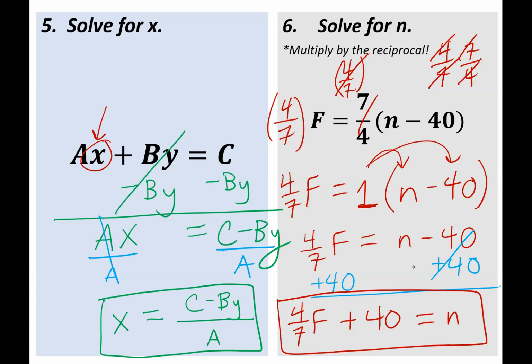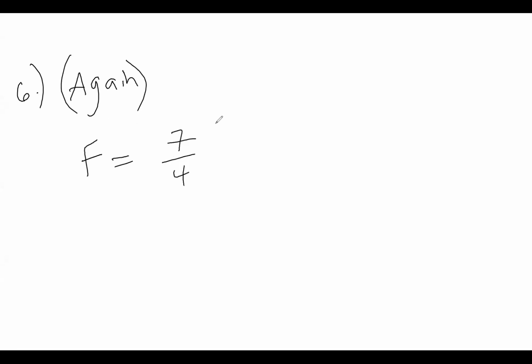Okay, I'm going to show you an alternative way of doing this, because you might not necessarily think of multiplying by the reciprocal as the first step, and that's okay. So I'll rewrite the problem. Here's number 6 again. So it's f equals 7/4 parentheses n minus 40. When I saw this problem first, what I thought of is distributing the fraction. And as it turns out, this is a valid way of doing it as well. So I wanted to show this as an option.